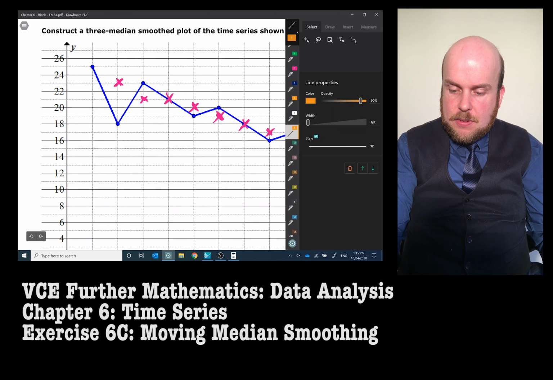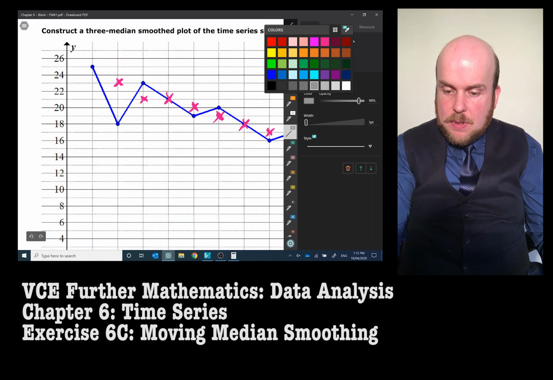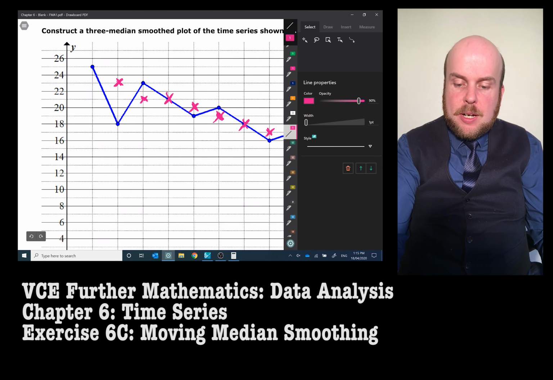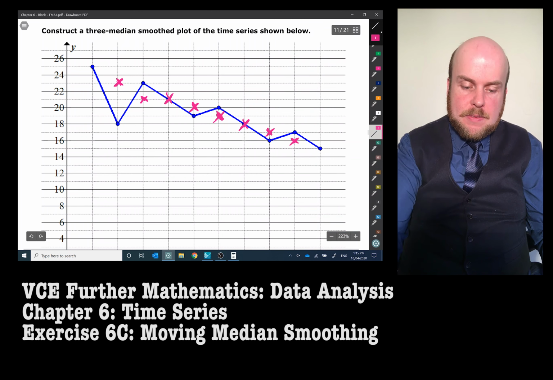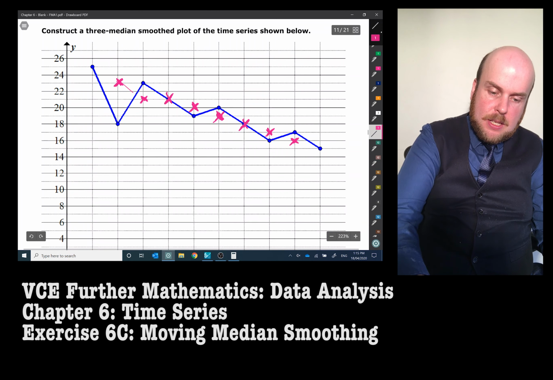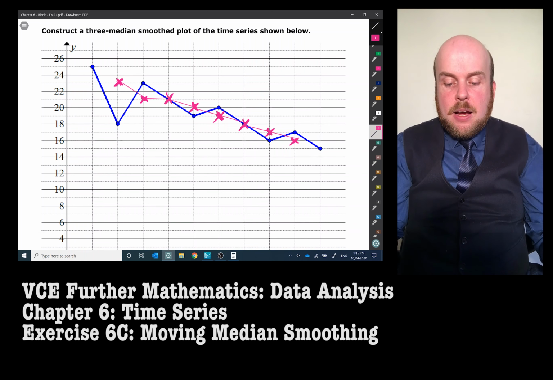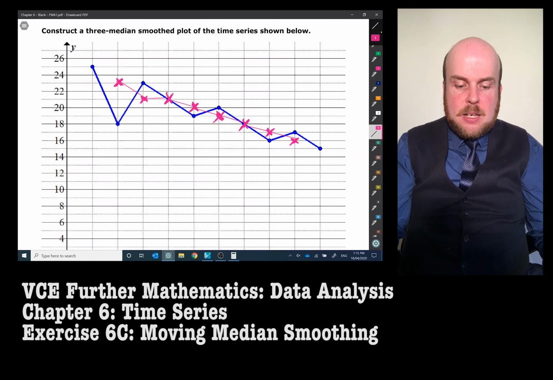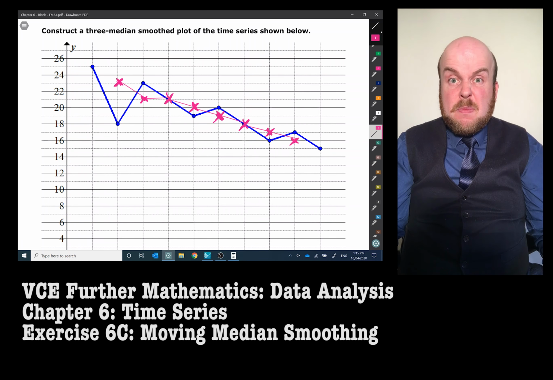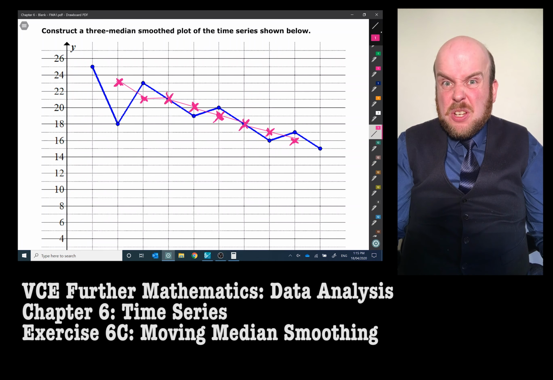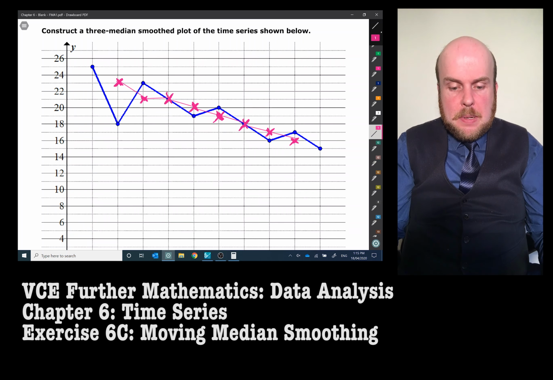The only thing we need to do now is draw in all the lines to connect them to each other. Remember, whenever you do time series plots, all the points have to be connected to each other. So there we go. We've constructed our smoothed median plot. There's a decreasing trend, but I guess you already figured that one out just by looking at it.